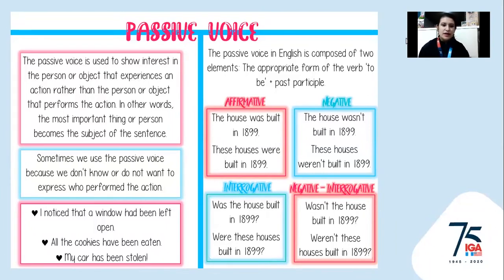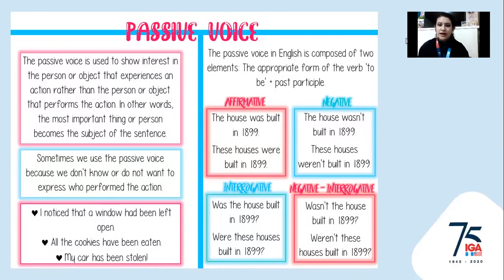For example, I noticed that a window has been left open. All the cookies have been eaten. My car has been stolen. Stolen. Do you know who did it? No. The passive voice in English is composed of two elements: the appropriate form of the verb to be plus the past participle. Here, the appropriate form of the verb to be depends on whether it's in present, is, are, or if it's in past, was, were, okay?